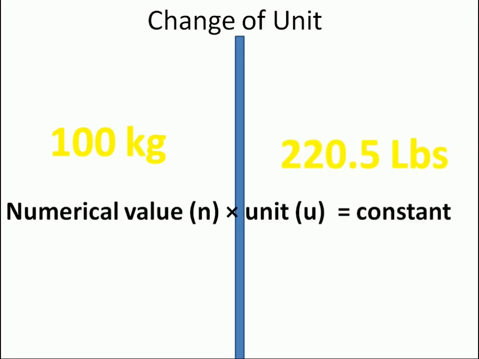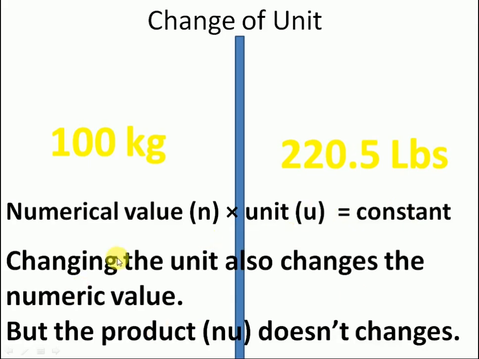The concept is, when you multiply the numerical value and the unit, you will get a constant number which does not change. So when you change a unit system, the numeric value also changes. When you make this 150, the unit becomes something else. When you make this 50, the unit becomes something else, but the product of the numerical value and the unit never changes, it remains constant.